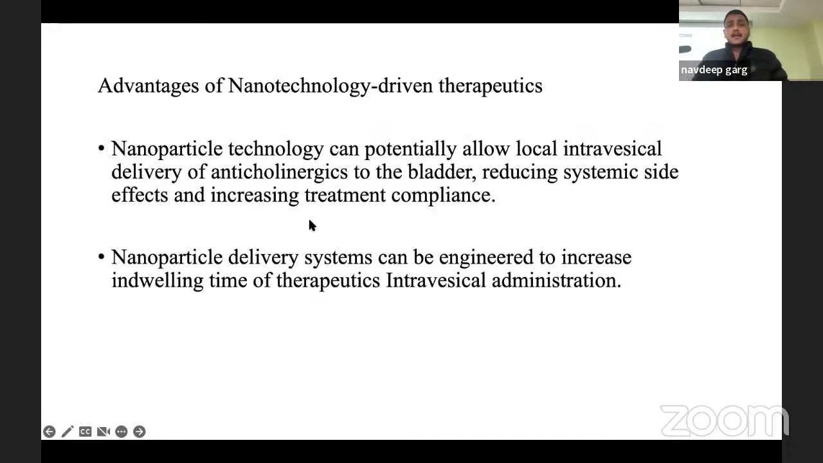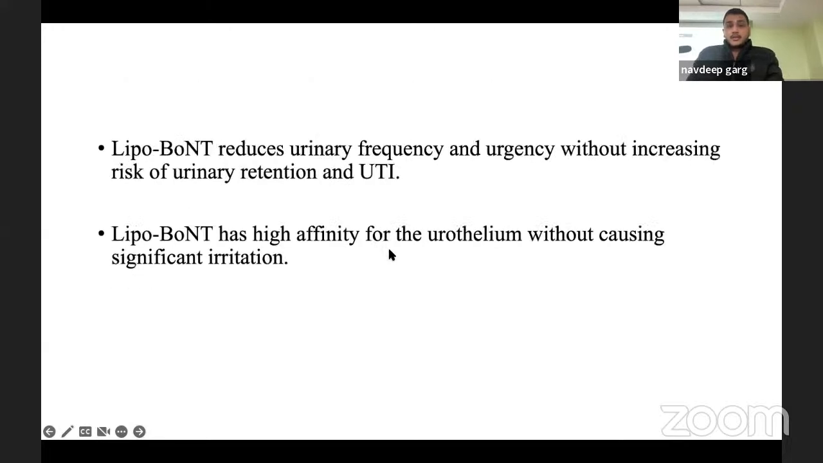Now, the advantages here are that it can potentially allow local intravesical delivery of the anticholinergics to the bladder, reducing the systemic side effects and increasing the treatment compliance. Whereas the nanoparticle delivery systems can be engineered to increase the indwelling time of the intravesically administered therapeutics. Lipobotulinum reduces the urinary frequency and urgency without increasing the risk of urinary retention as well as UTI.